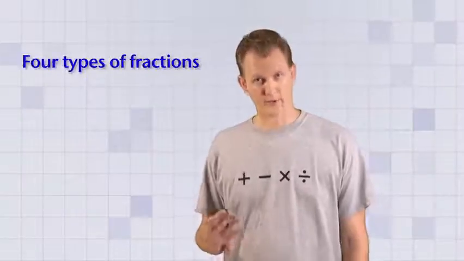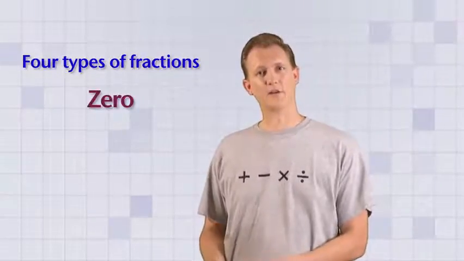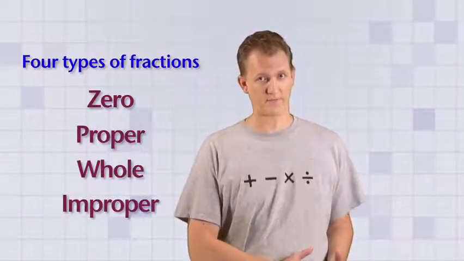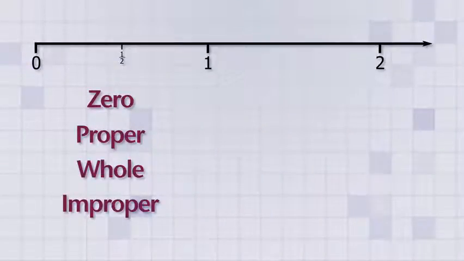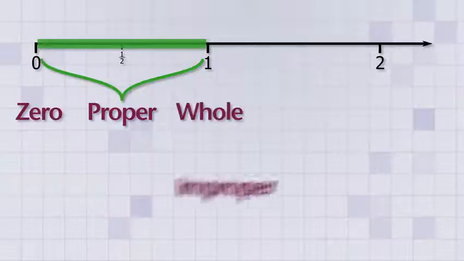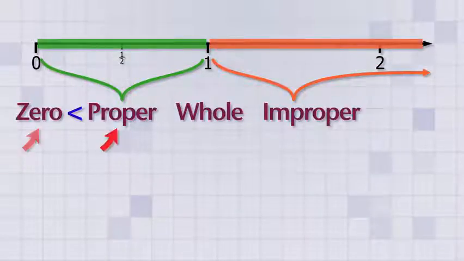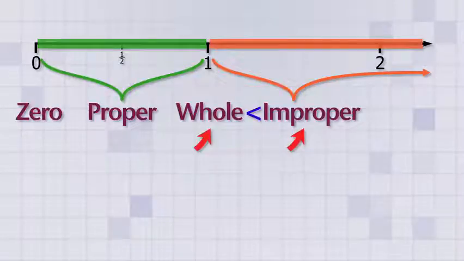All right, these rules show that we have 4 main types of fractions. We have zero fractions, proper fractions, whole fractions, and improper fractions. Knowing that these main types are in order from smallest to largest on the number line allows you to do some very simple comparisons between the 4 types of fractions. That's because we know that a zero fraction is always less than a proper fraction, and a proper fraction is always less than a whole fraction, and a whole fraction is always less than an improper fraction.